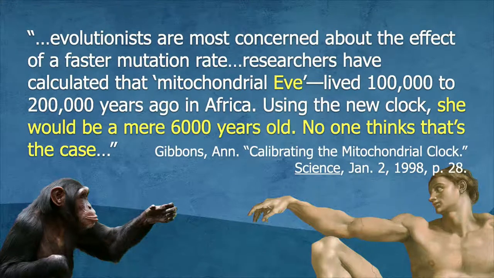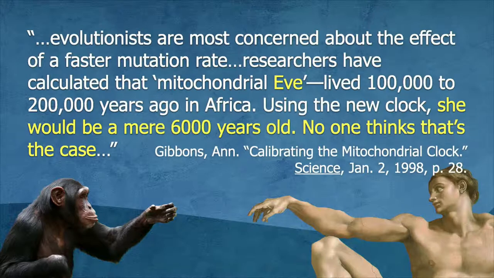Evolutionists are most concerned about the effect of a faster mutation rate. Researchers have calculated that the mitochondrial Eve, in other words, the first mitochondria that started everyone else from an evolution standpoint, only lived 100,000 to 200,000 years ago in Africa. Using the new clock, she would be a mere 6,000 years old, which is fascinating. That's from evolutionists. But then we're told at the end, no one thinks that's the case.